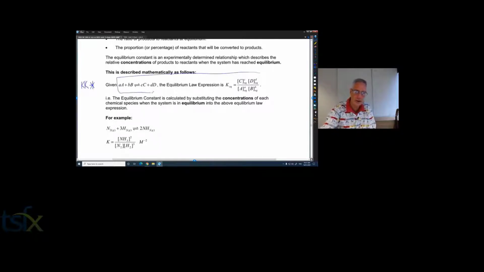if you've got a general equation expressed as coefficients are little letters and the reactants and products are capital letters. So look at what that does. It's products concentrations over reactants. Don't get that wrong.